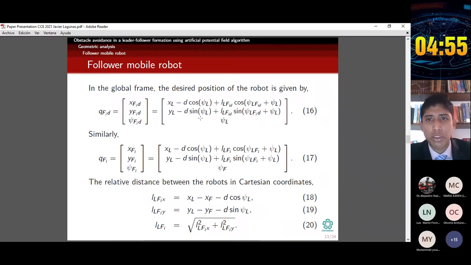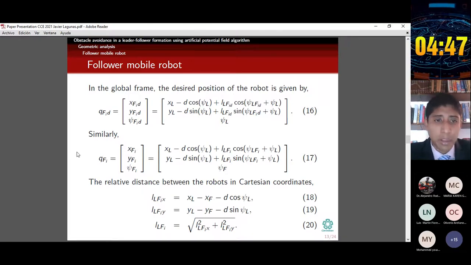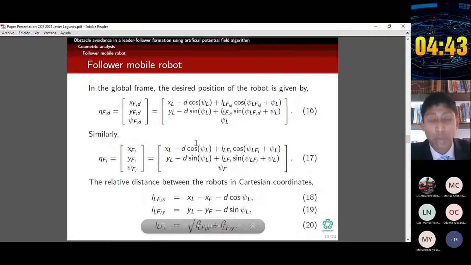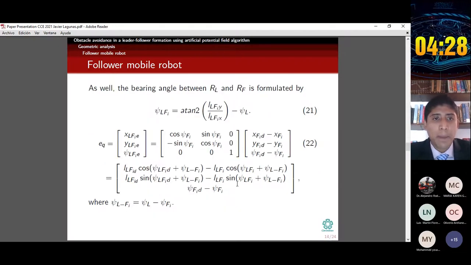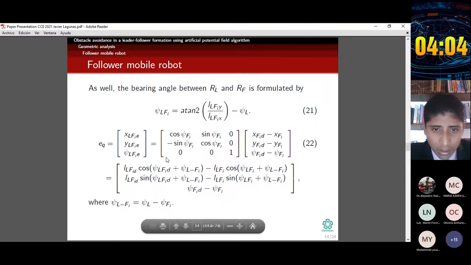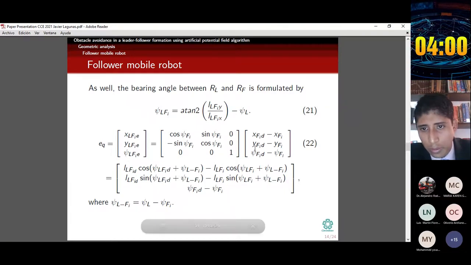Okay, in the global frame, the desired position of the robot is given by equation number 16, in terms of the desired position of the leader and follower. Similarly, we have the actual position of the follower robot in terms of the leader robot. The relative distance between the robots in Cartesian coordinates can be seen in equations 18 to 20. As well, the bearing angle between the leader robot and the follower robot is formulated by equation number 21, in terms of the leader robot, because, as we already said, we want to propose the desired bearing angle. The tracking error using the desired position of the follower, in the last equation, and the actual position is expressed in equation number 22, in terms of the desired position and the actual follower position.